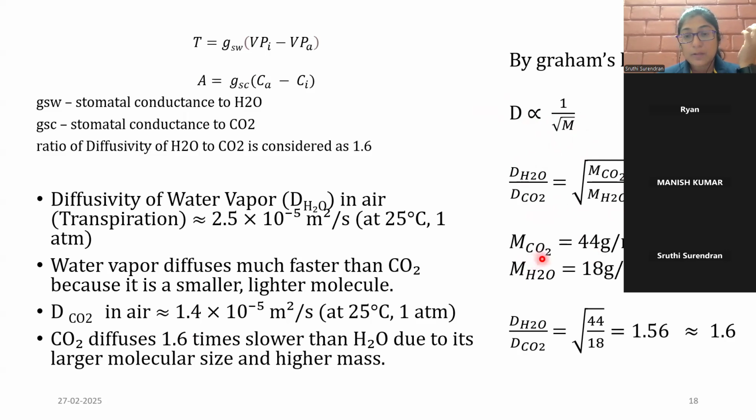We know the molar mass of carbon dioxide is 44 and the molar mass of H2O is 18. When you substitute these values and solve, you will get something around 1.56, so it is nearly 1.6. That is why we say that carbon dioxide is diffusing inside the leaf 1.6 times slower than water, because of the difference in the molar mass of these two particles.